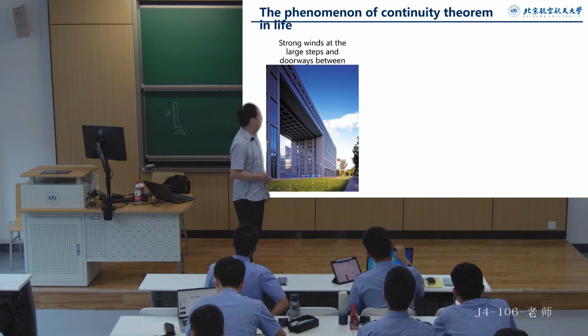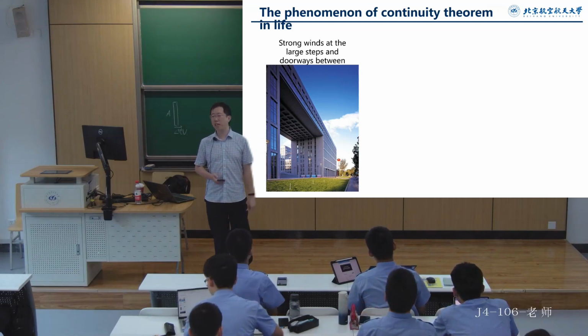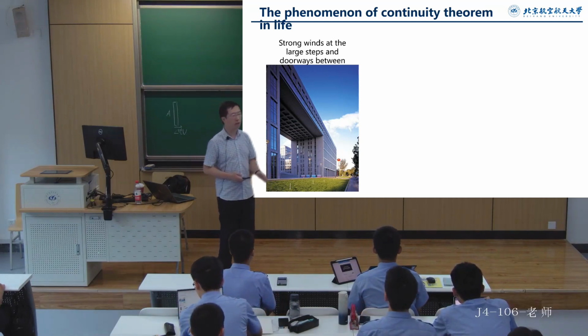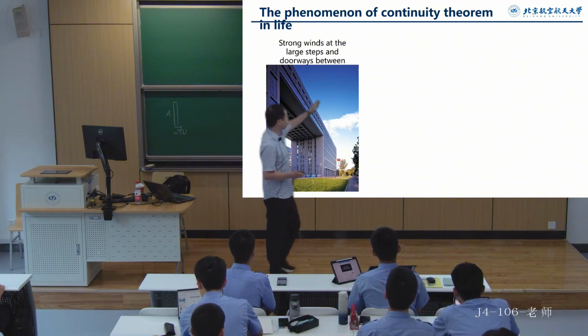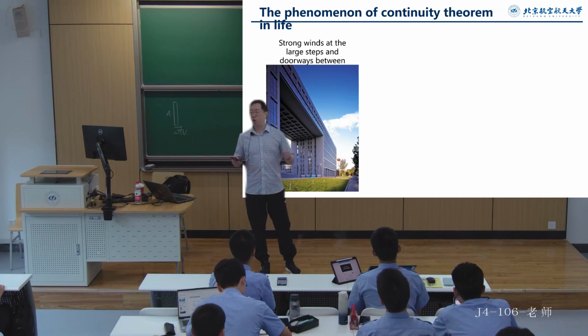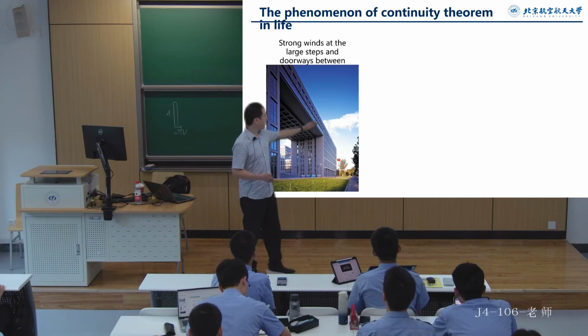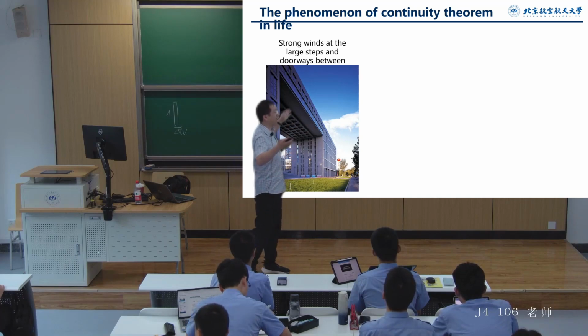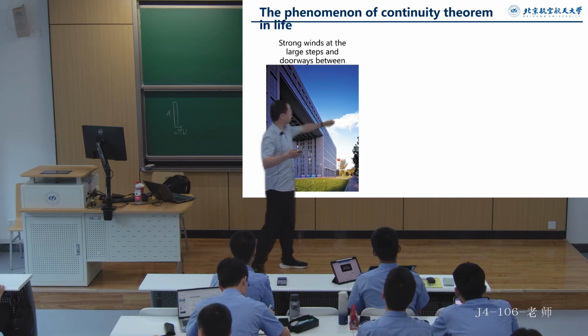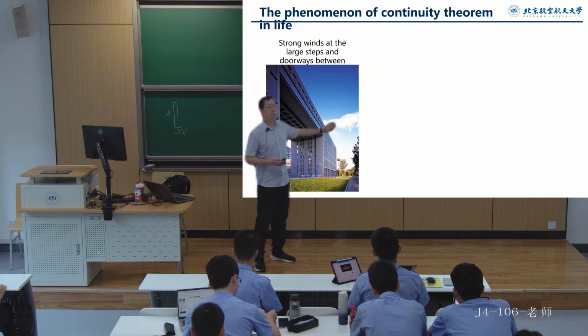For example, if you go to our Zhuiyuan Road campus, on a particularly windy day, you can observe this at the entrance of the new main building. If you stand there, you'll feel a strong wind flow. Why is that? Because this is a large wind tunnel, and the surrounding area is quite large. But when it reaches the entrance, the area becomes much smaller. According to the continuity equation, where the cross-sectional area is smaller, the flow velocity is faster.